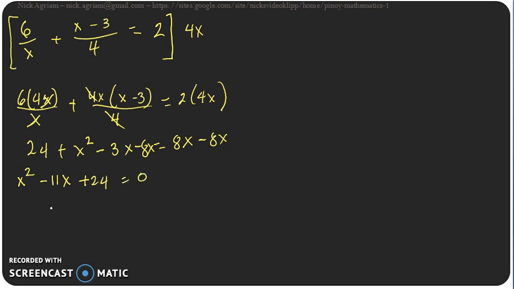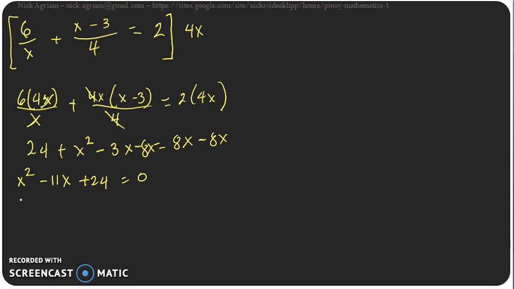And then we will use everything that we have learned: factoring, completing the square, or the quadratic formula. I think I will use the quadratic formula. The factoring says that it should be negative 8 and negative 3. Let's see. It should be positive 8 and positive 3. It should be. Let's see.